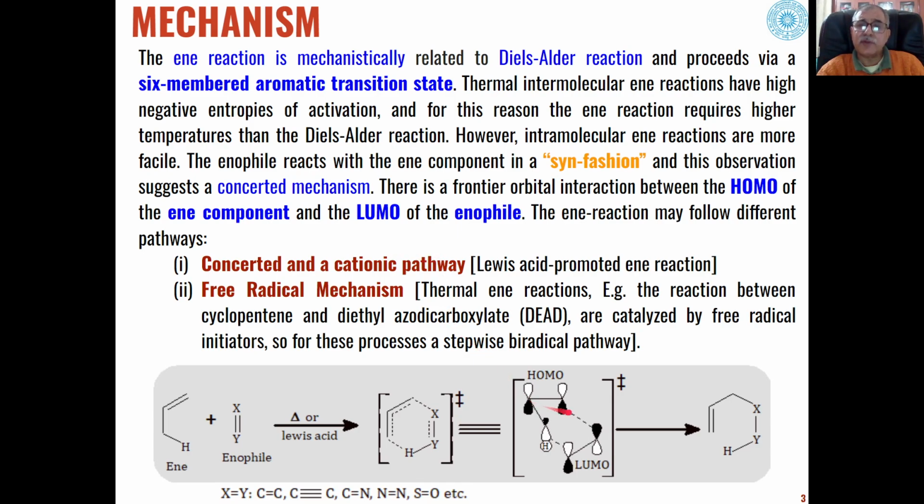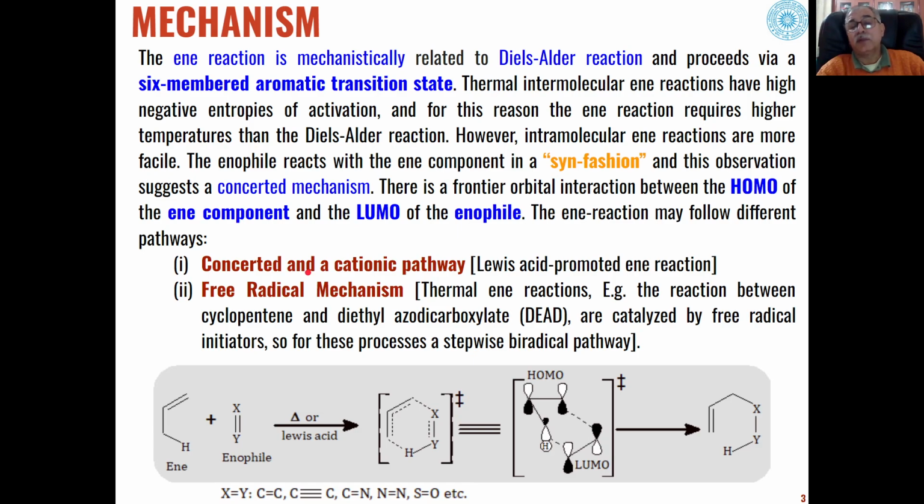So basically there will be a frontier orbital interaction between the highest occupied molecular orbital of the ene component, that is the allylic part, and the lowest unoccupied molecular orbital of the enophile, that is our alkene. This interaction between the HOMO and LUMO of ene and enophile will lead to the formation of the products through a six-membered aromatic transition state.